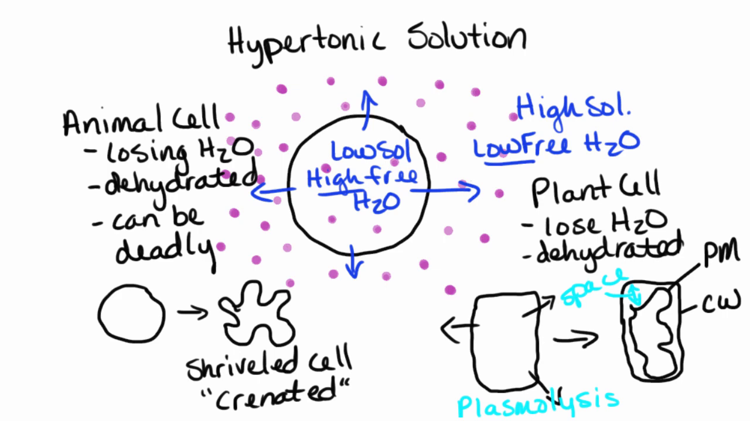So there you have the three different tonicity solutions: hypotonic, isotonic, and hypertonic. And we have the differences between how the animal cell is going to behave in them and how the plant cell is going to behave in them.